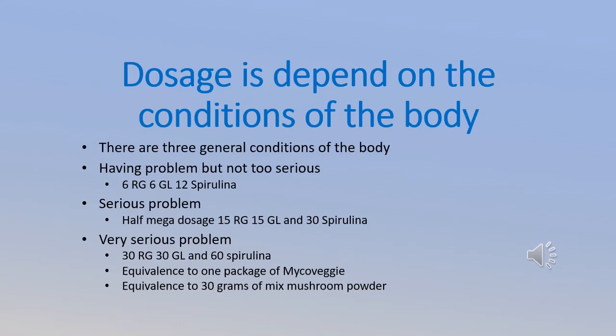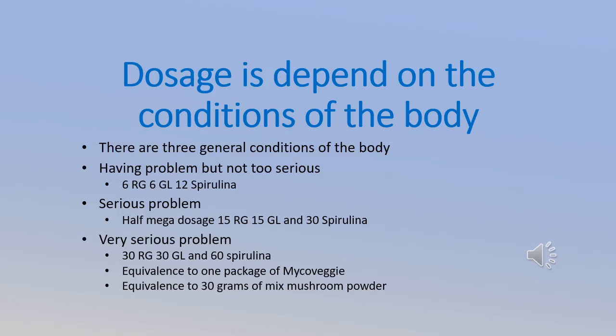Thirdly is the very serious problem. For a very serious problem, you close your eyes and go for the mega dosage: 30 Rg, 30 Gl, and 60 spirulina. Then we also put all the RgGl into a package of micro-VG. One package of micro-VG is equivalent to 30 Gl and 30 Rg, or we can use 30 grams of mixed mushroom powder. We do have mushroom powder.